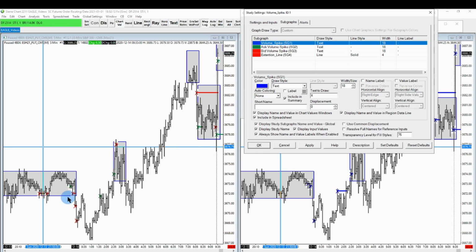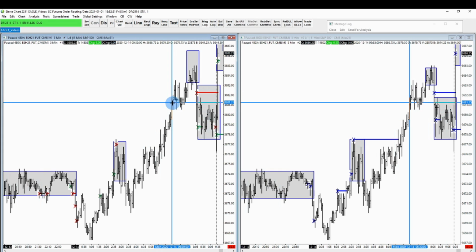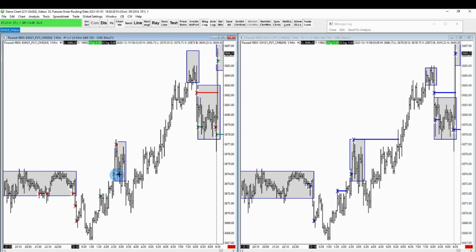Here on the left side, we have a volume spike study that is set to show ask and bid volume spikes. The red ones are the bid volume, the sell volume, and the green ones are the buy volume, the ask volume spikes. And on the right side, we have a volume spike study that is set to show just the total bar volume spike.